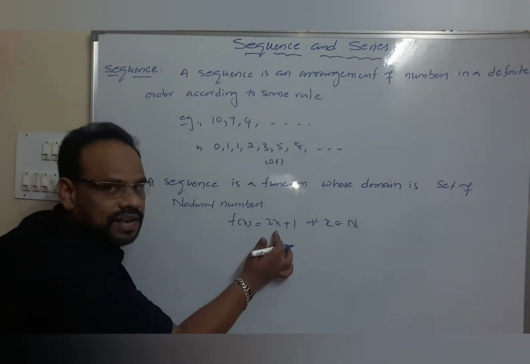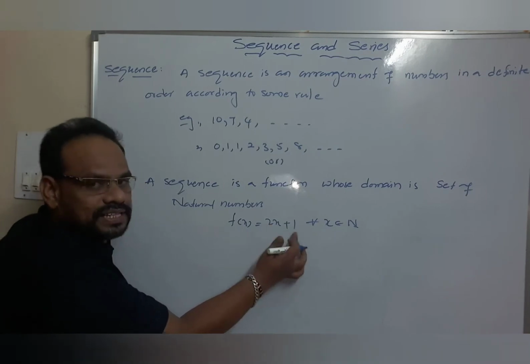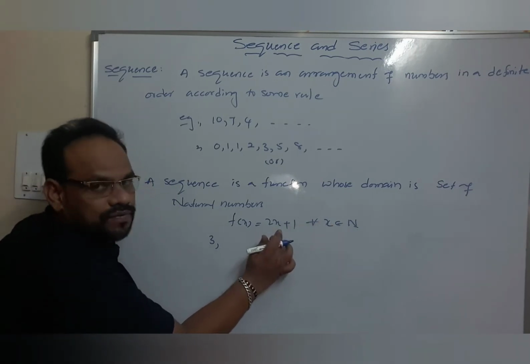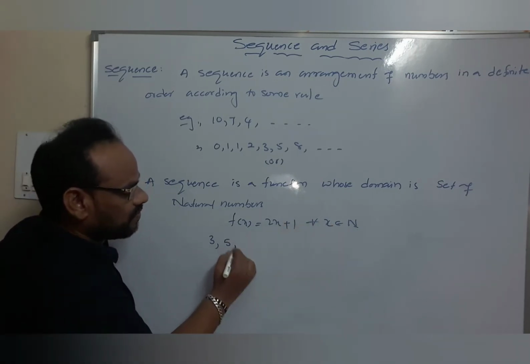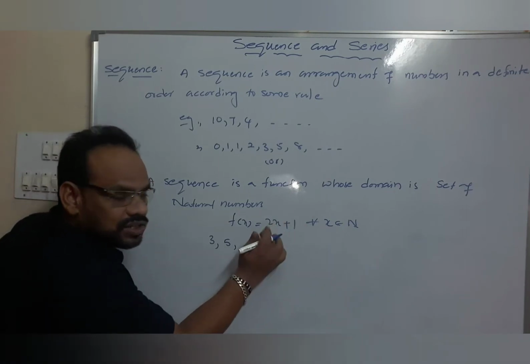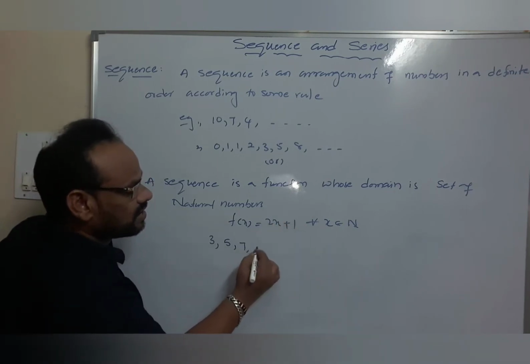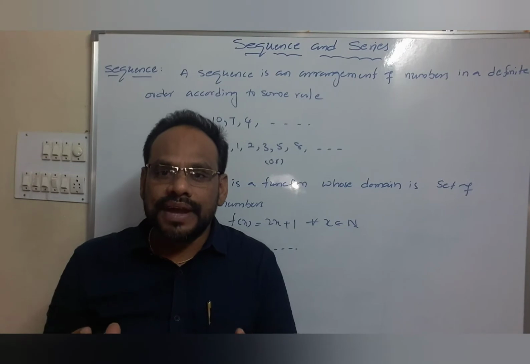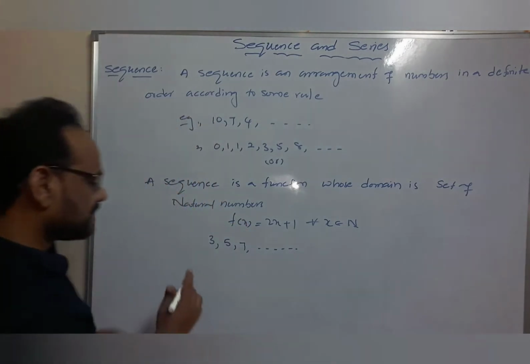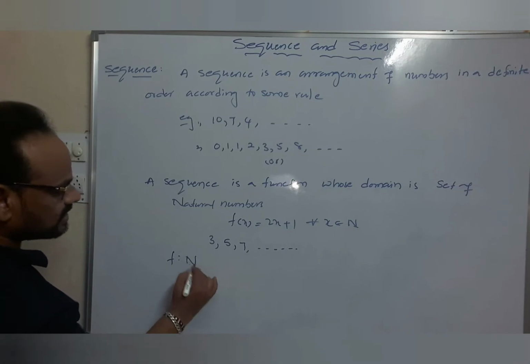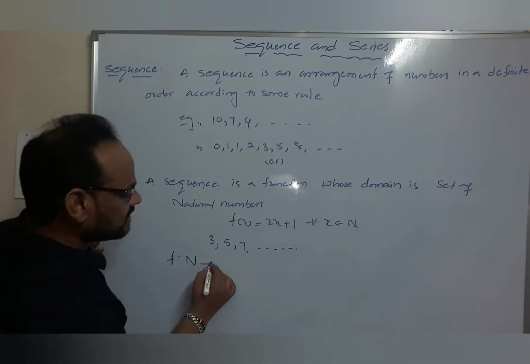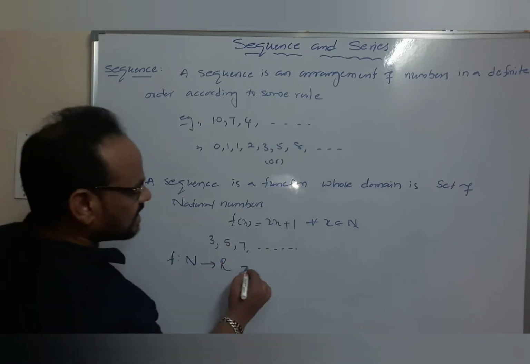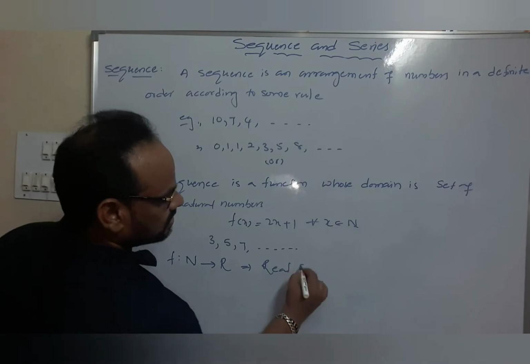If you substitute x value 1, 2 ones are 2, plus 1, we get 3. If you substitute x value 2, 2 twos are 4, 4 plus 1, we get 5. If you substitute x value 3, 2 threes are 6, 6 plus 1, 7 and so on. This is a sequence. That means a sequence is a function whose domain is the set of natural numbers and the range is a subset of real numbers, then it is called a real sequence.